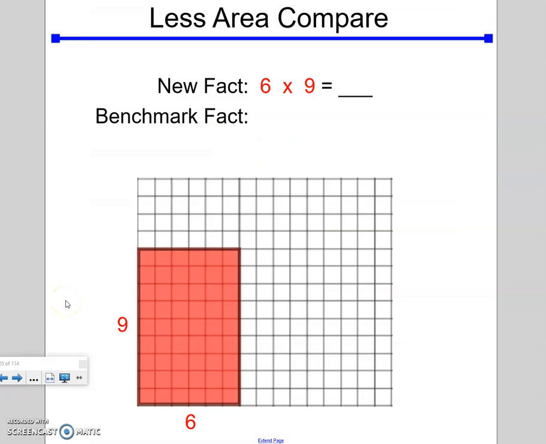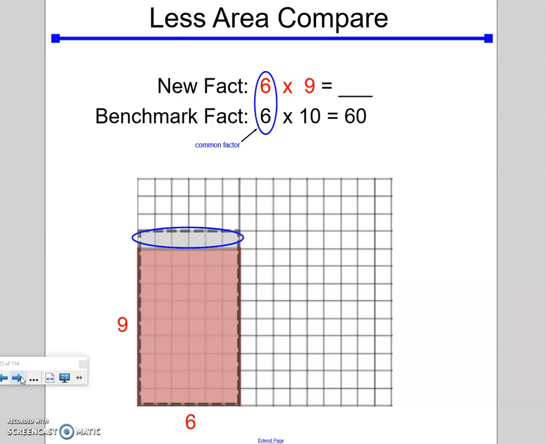So here I have the fact 6 times 9. And if I didn't know the fact 6 times 9, if that was a new fact or an unknown fact for me, I could use the benchmark fact 6 times 10 to help me solve it. Immediately, I know, of course, that 6 times 10 is 60. And I also notice that 6 times 9 and 6 times 10 have a common factor. The factor they have in common is a 6. And I also notice when I look at my area model that common factor, that 6, is the same as the number of squares in my one extra row. My benchmark fact has one more row of the common factor than the new fact. The new fact has one less row of the common factor, 6, than the benchmark fact.